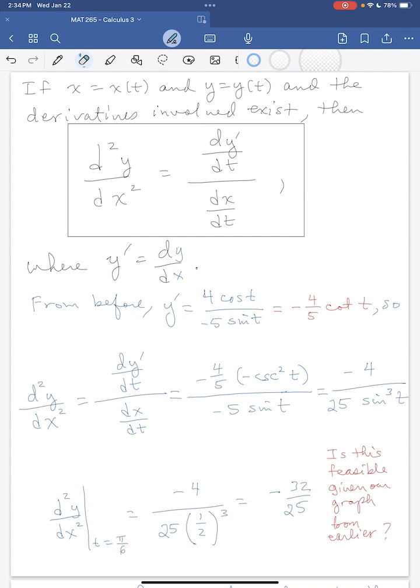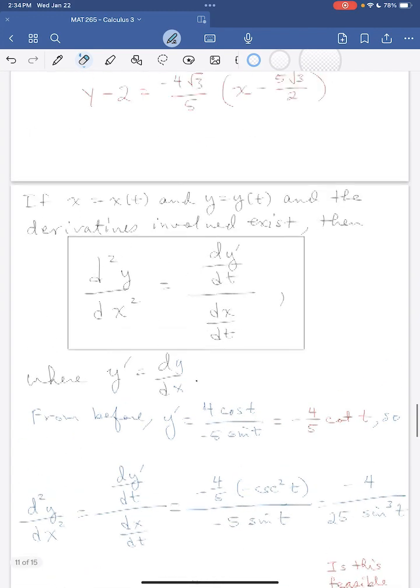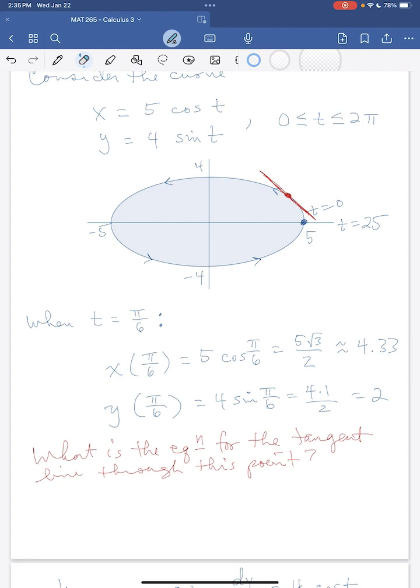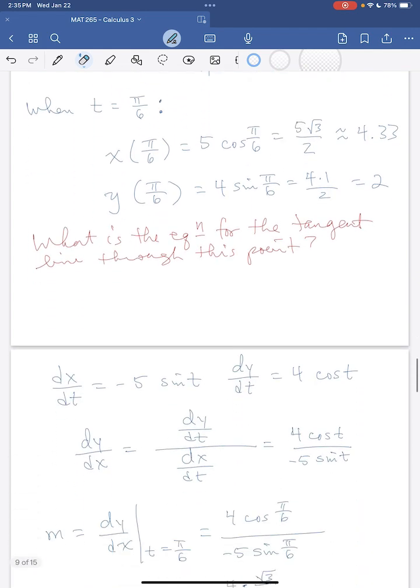And then to figure out what is the second derivative of y with respect to x at that point, we'll just plug in. Again, it was when t is pi over 6, and we'll plug into this formula, and that turns out to be negative 32 over 25. And again, my question was, is it feasible? And of course it is, because that's a negative number, and looking at the picture, again, it's concave down at that point. So that should match.